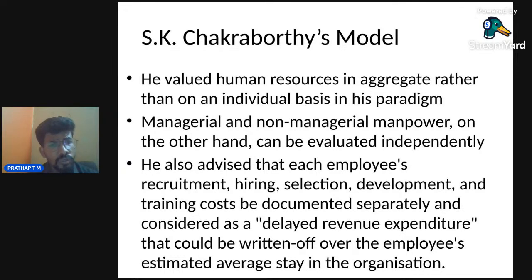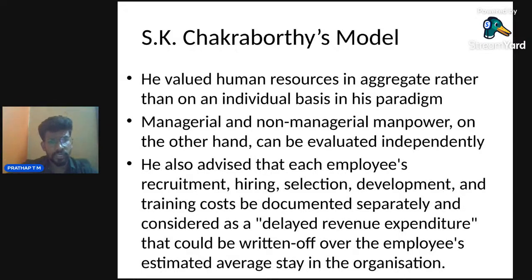Next, you have to determine the employee recruitment, hiring, selection, development, and what costs we incurred for each individual. That should be determined while calculating the human resources. In such a way, the Chakravarti model suggests how to determine the value of human resources. This is purely the theoretical aspect of human resources accounting.